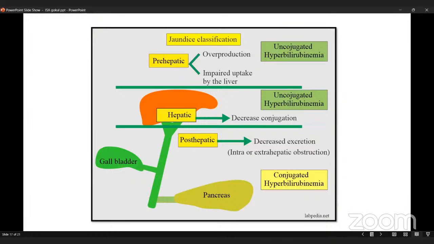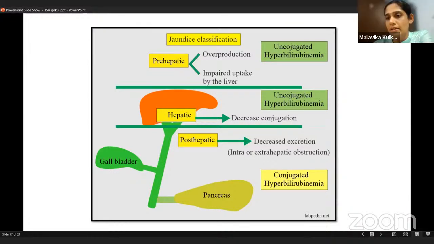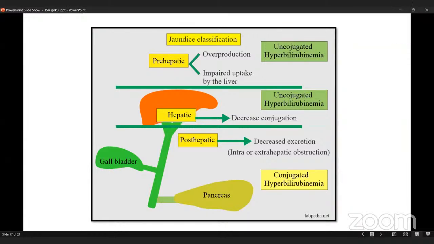If you find an elevated alkaline phosphatase, is that sufficient or would you like to investigate further? Ma'am, since it is synthesized in multiple places, it is not very reliable. So I would go for gamma glutamyl transpeptidase, which is more specific for cholestasis, or 5-nucleotidase, which is more specific and reliable.